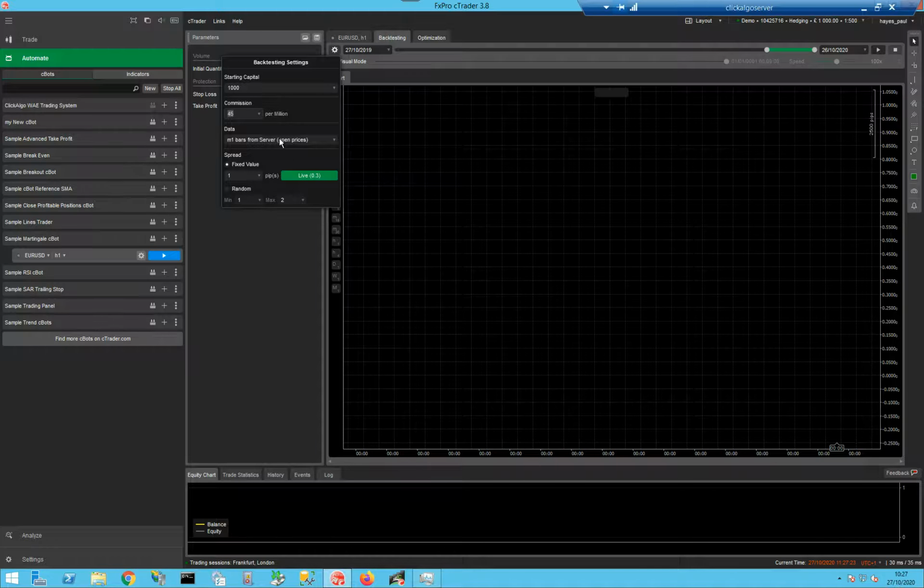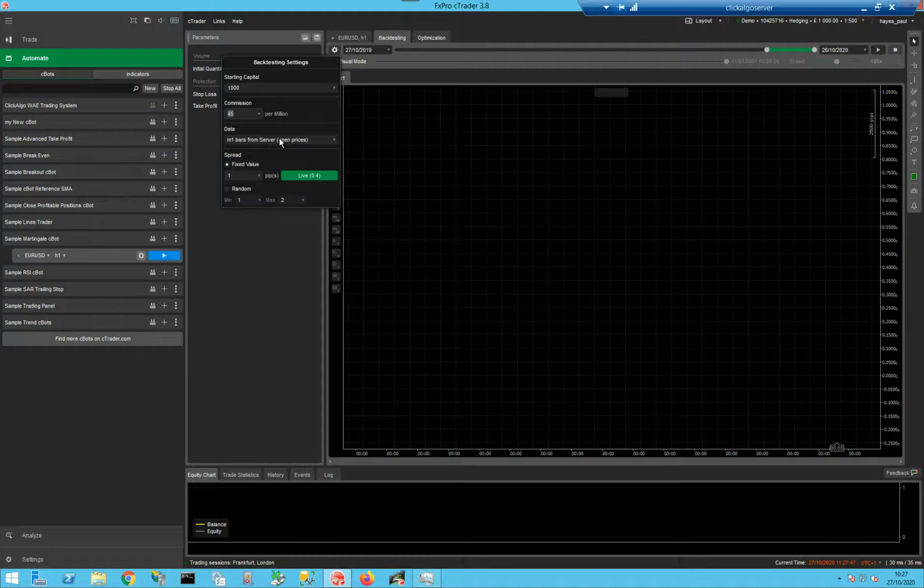So where it says 1 minute bars from server open prices, this is the best one to choose if you want to do a fast backtest. And the reason I'm talking about speed is when you run this for a symbol for the first time, cTrader has to load that data in from the server. And once you've got it loaded in, it's quick, sorry. But to load it in first time round, it can take time. So I'll explain why that's important.